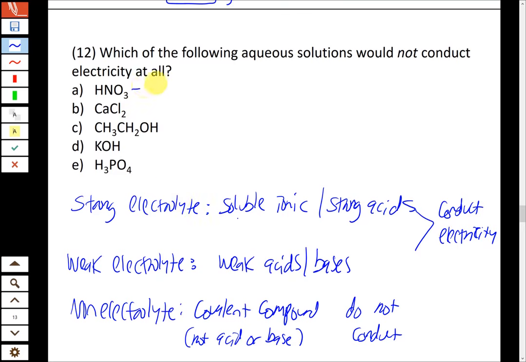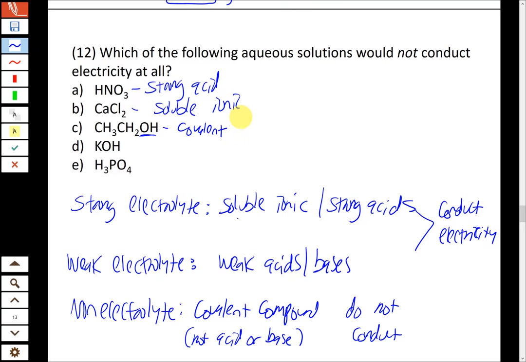So HNO3 is a strong acid. Nitric acid is one of our strong acids, so that's going to make a strong electrolyte solution. Calcium chloride is an ionic compound and it is soluble, so that would be a soluble ionic compound. So both of these are strong electrolytes. Now if we go to this one here, CH3CH2OH, we don't need to know too much detail about the names of these compounds, but anything that ends in just OH by itself is going to be what's called an alcohol, and all of those are going to be soluble in water, but they're not going to be electrolytes. They're just regular old covalent compounds. So this is going to be just a covalent compound here.